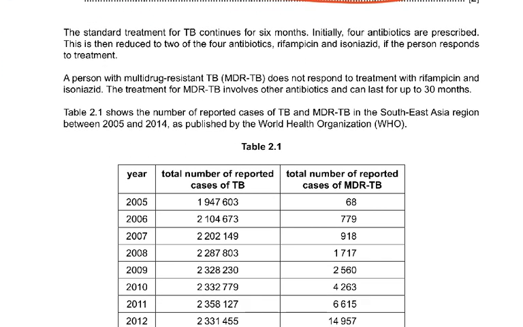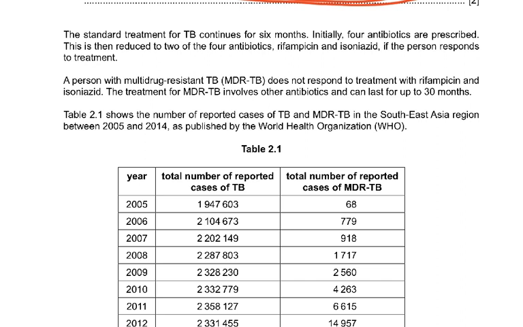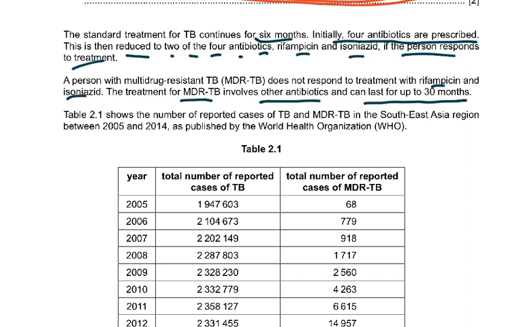Then going on to the next part of the question, the standard treatment for TB continues for 6 months. Initially, 4 antibiotics are prescribed. This is then reduced to 2 of the 4, rifampicin and isoniazid, if the person responds to treatment. A person with MDR-TB, which is called multi-drug resistant TB, does not respond to treatment with rifampicin and isoniazid. The treatment for MDR-TB involves other antibiotics and lasts for up to 30 months, 2.5 years. Table 2 shows the number of reported cases of TB and MDR-TB in the Southeast Asia region between 2005 and 2014, as published by the World Health Organization.